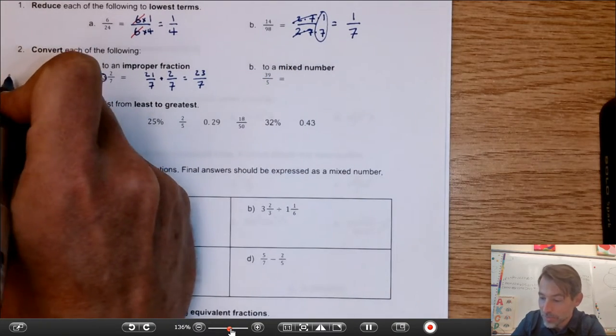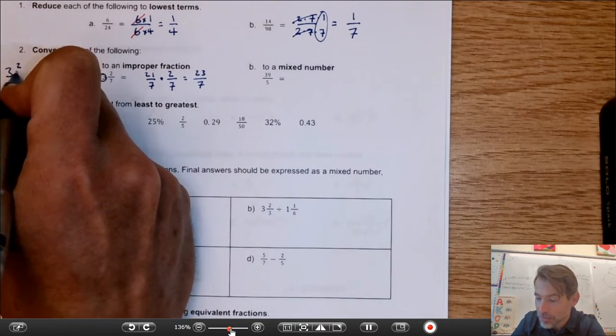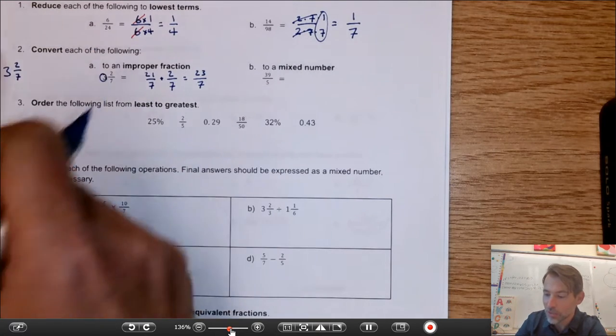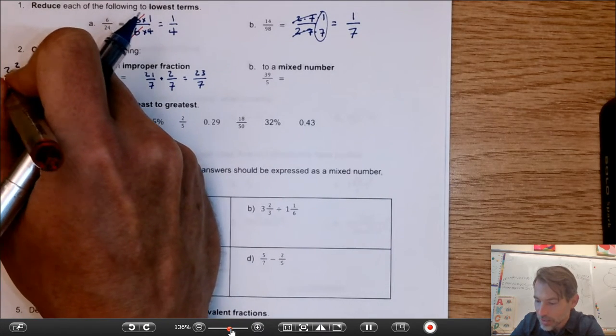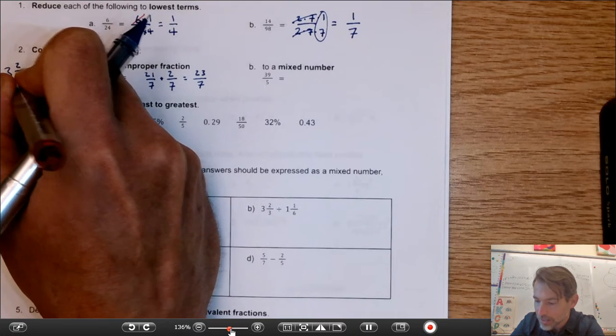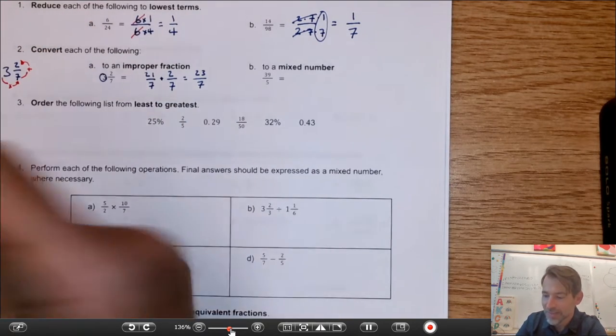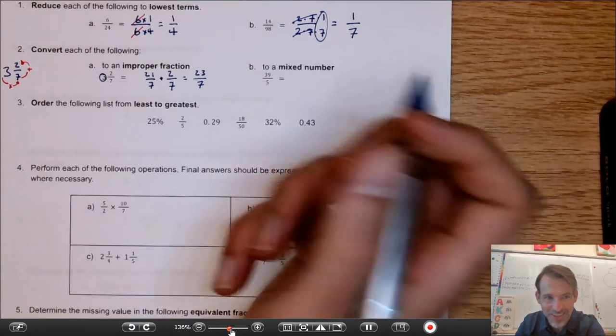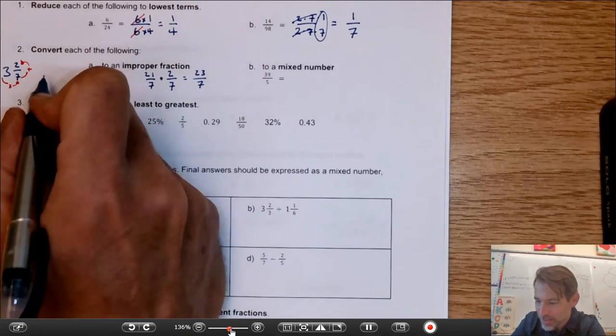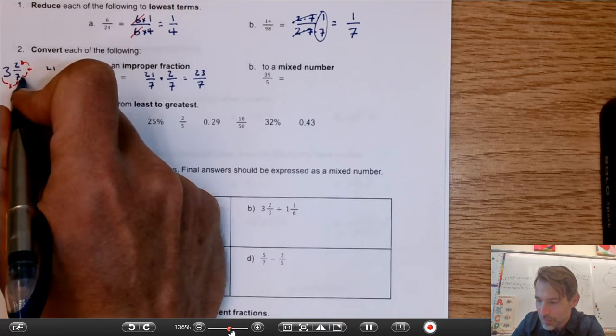Another way that I see people do it is they go 3 and 2/7, and they kind of go in a wheel like this. They multiply this by that, and then they add this. And this is what that will look like. So you'll do 3 times 7, so that's 21 plus 2.